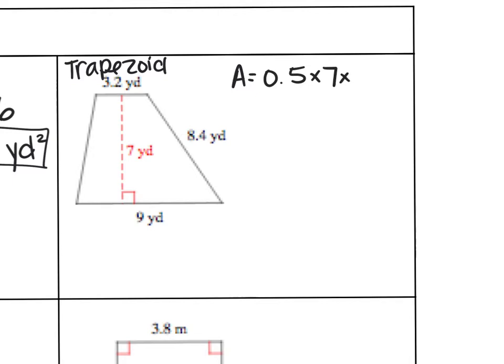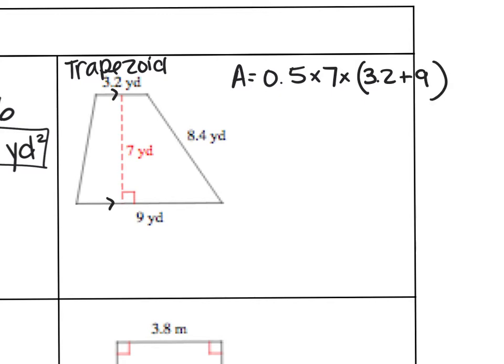Okay, now here they kind of try to trick you. So then we do base plus base. So take a quick glance up here. We did pick 7 because it's the straight up one, or has the 90 there. Which two are the bases? 3.2 and 9. So it's your two parallel lines, okay? So what do I do with the 3.2 and the 9? Add them. Make sure you don't times that.